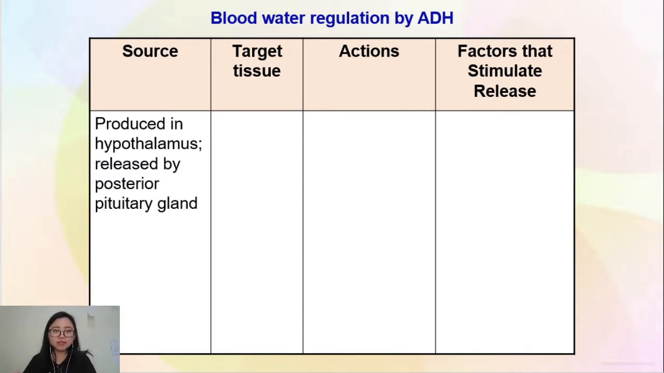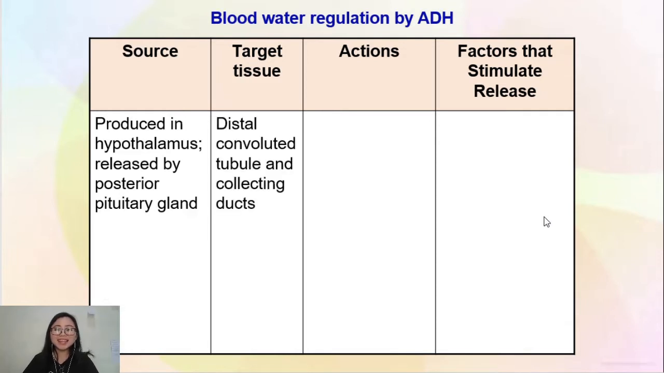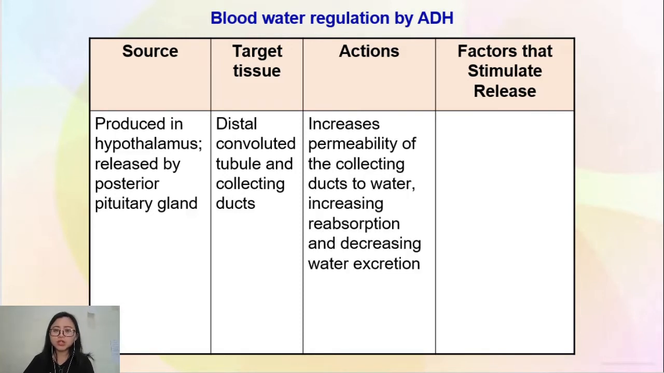Okay, ADH, this hormone, is produced in the hypothalamus. It will be released by the posterior pituitary gland. Dihasilkan di hypothalamus, dikeluarkan oleh posterior pituitary gland. Mana dia pergi? The target tissue is the distal convoluted tubule and collecting ducts that is in the nephron in the kidney. What does it do? It will increase the permeability of the collecting ducts to water, thus increasing the reabsorption and decreasing water excretion.